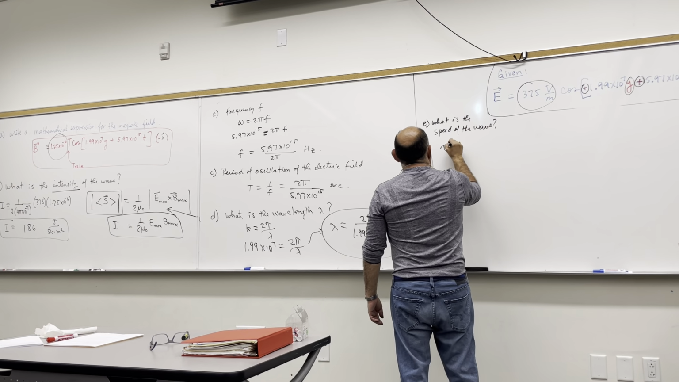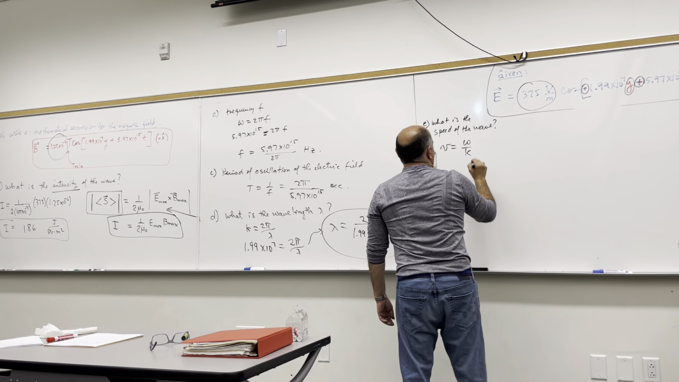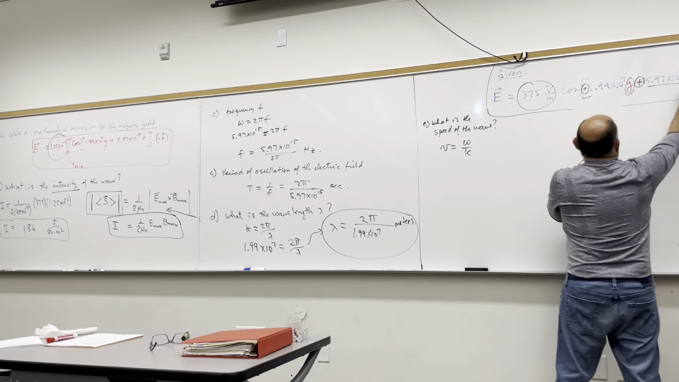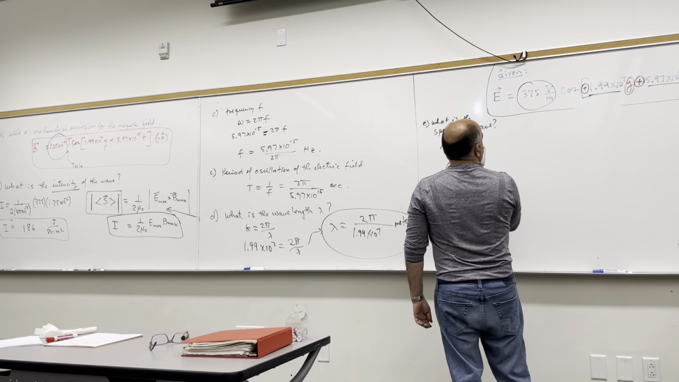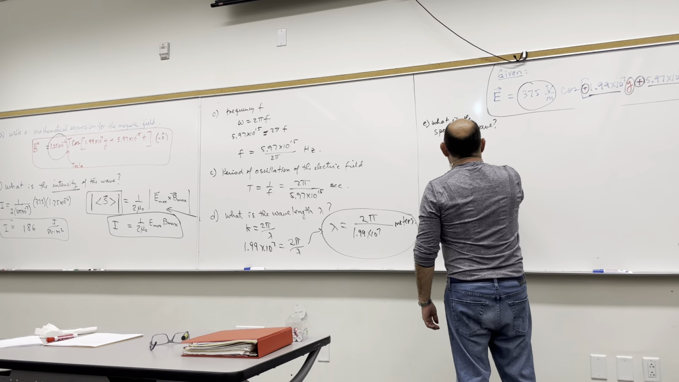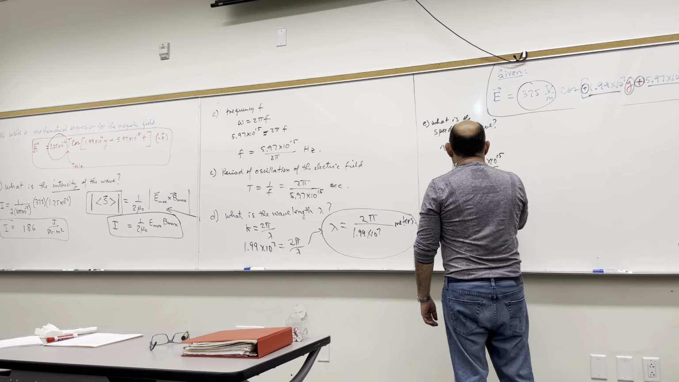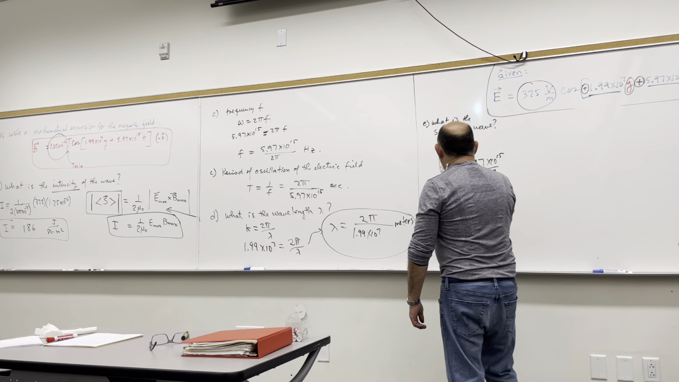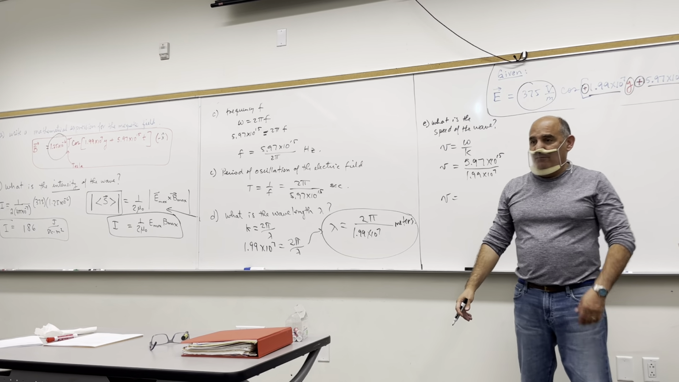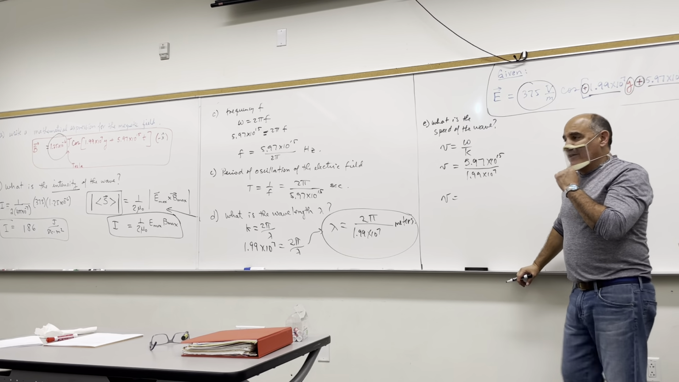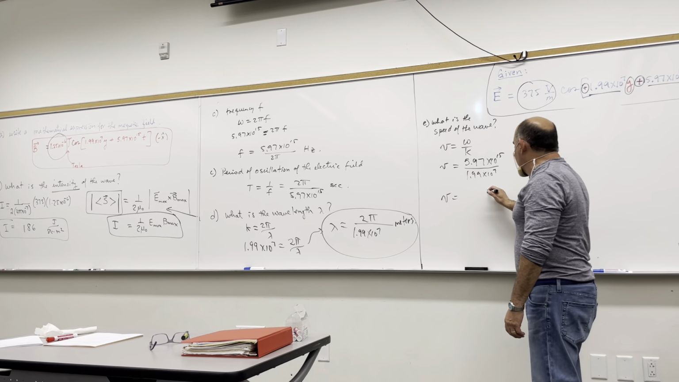Would it be omega over k? Exactly. Omega over k. That's the easiest way. So it's this omega divided by this k. So that would be 5.97 times 10 to the 15th divided by 1.99 times 10 to the 7th. And if this is 3 times 10 to the 8th, or very close to 3 times 10 to the 8th, then this wave is traveling in vacuum. And that would be in meters per second.